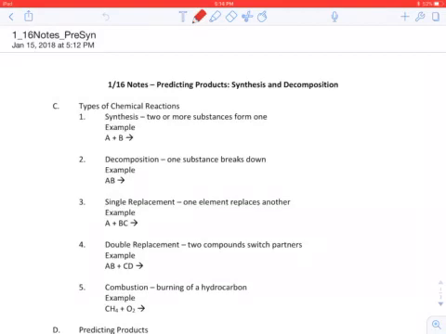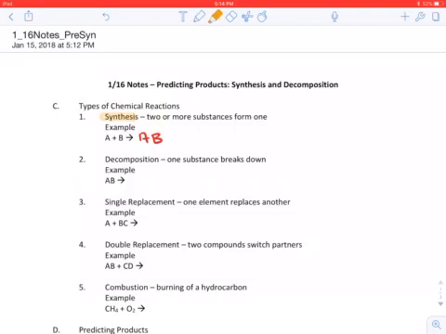So first off, we have the synthesis reaction. Remember there are 5 types of chemical reactions and we talked about those before winter break. Our first one is synthesis, and a synthesis is where 2 or more substances go together to form one substance. So we're looking for one product. In the example below, we have A plus B, and this goes to AB. We're going to squish A and B together. We'll check charges and put the appropriate charges on those, but we'll worry about that in just a few minutes when we actually talk about predicting products.